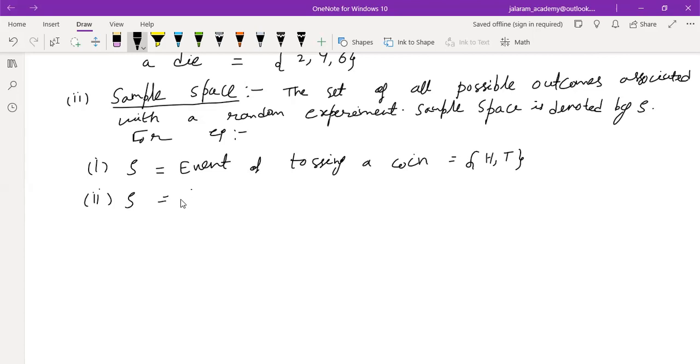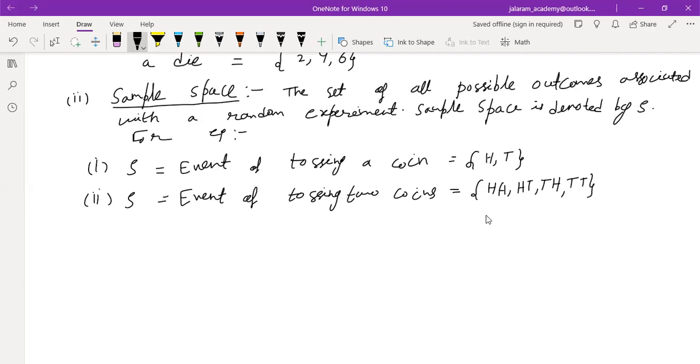Again, if we write S equals the event of tossing 2 coins. So 2 heads, 1 head and 1 tail. First coin comes up with tail, second coin comes up with head. Or both the coins come up with tails. Understood? So there will be 4 events associated with the sample space of the event of tossing 2 coins. Understood, everyone?